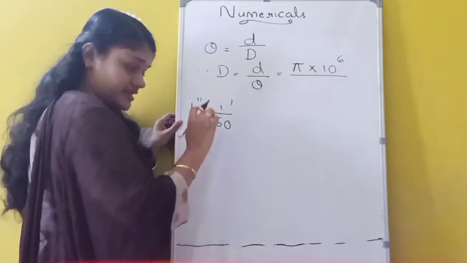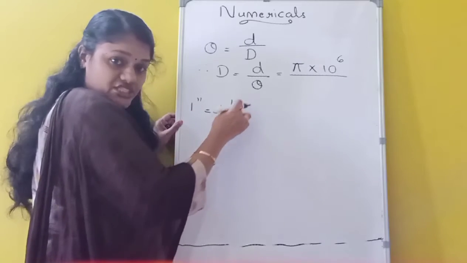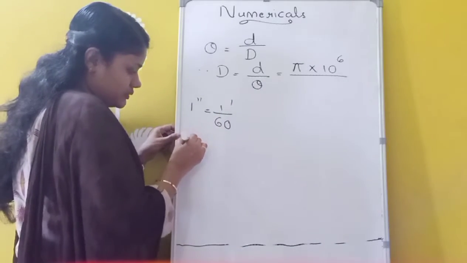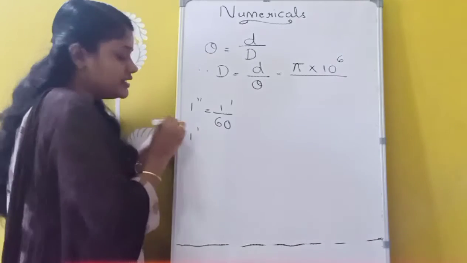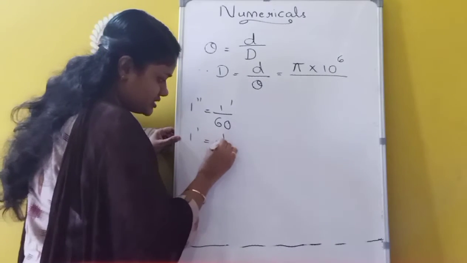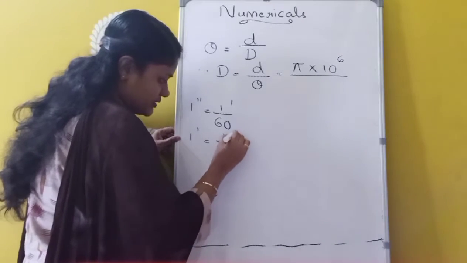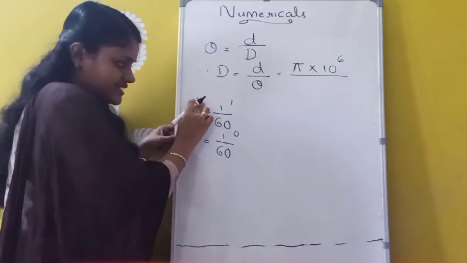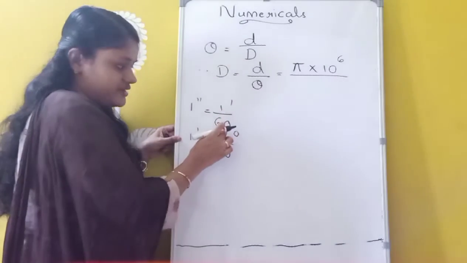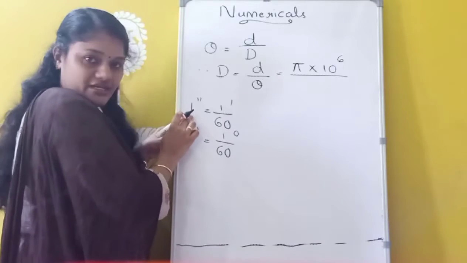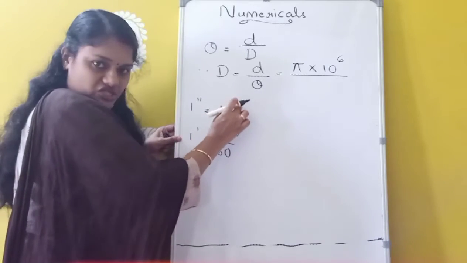Then if we want to convert this minute into degree, suppose 1 minute, we have to convert into degree. What we have to do is again divide by 1 more 60. That is 1 by 60 degree. So 1 second equals which one? 1 divided by 60 minute. So 1 second equals 1 by 60 minute.